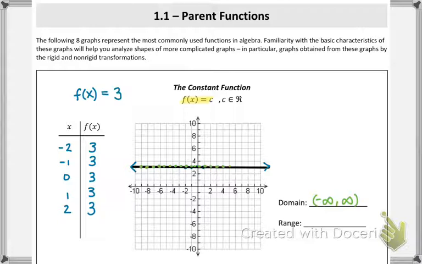And then for my range, again, looking at all of these points on the line, the range is all of the possible y-coordinates of every point on your graph. So all of these points have a y-coordinate of 3 because my equation is y equals 3. So for this particular example, my range is just the value 3, and I use the brackets to represent the set of all numbers that includes, in this case, just 3.